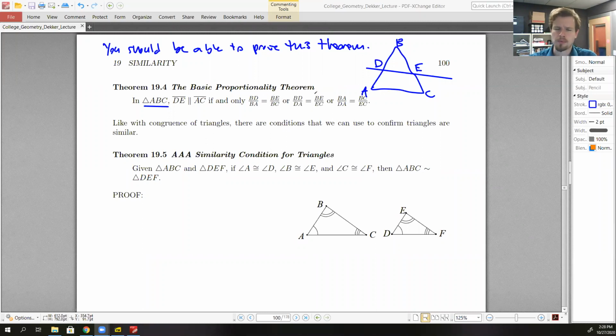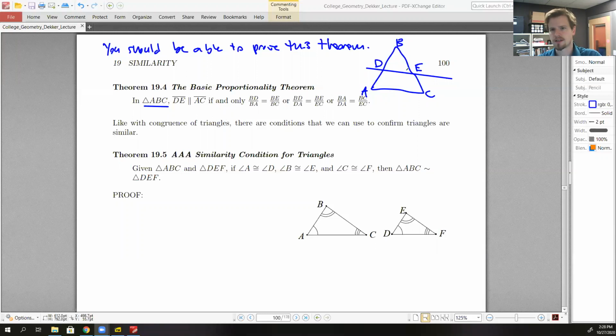And then working the other direction, so that was the forward direction, assume parallel and we use whichever of these equalities we desire to use. Going the backwards direction, it only takes one of these equalities. It's this one, or that one, or that one, and we can immediately say that the two lines are parallel.